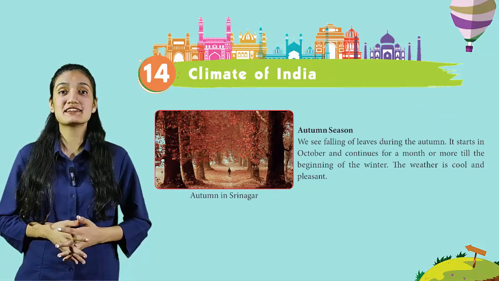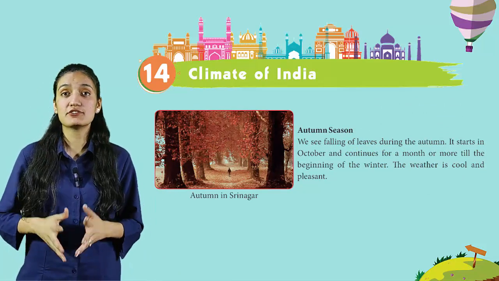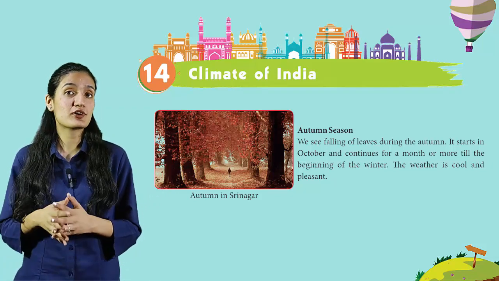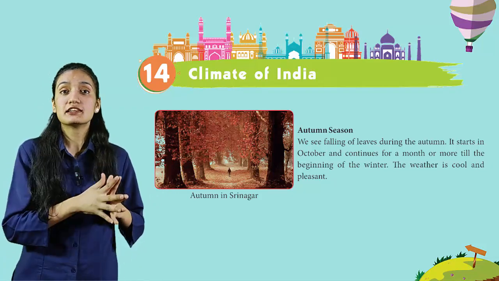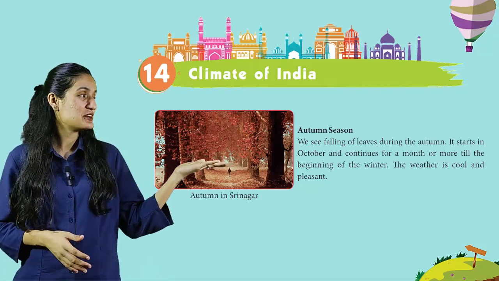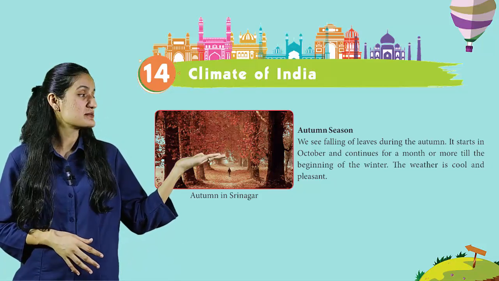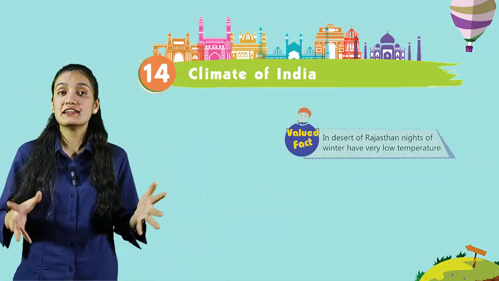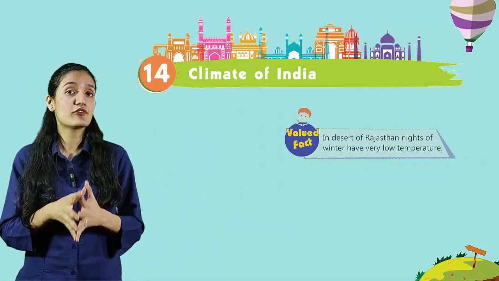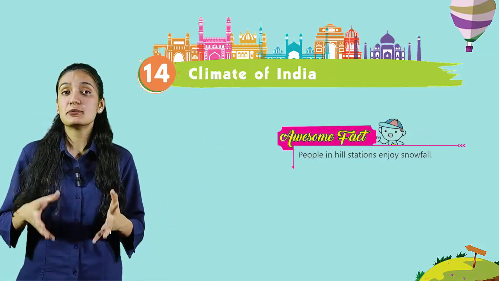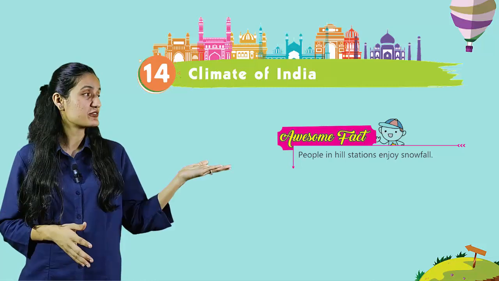Now, autumn season. We see falling of leaves during the autumn. It starts in October and continues for a month or more till the beginning of the winter. The weather is cool and pleasant. Here you can see the picture of autumn in Srinagar. Now, valued fact. In the desert of Rajasthan, nights of winter have very low temperature. Awesome fact. People in hill stations enjoy snowfall.